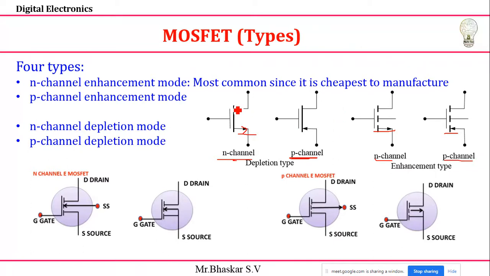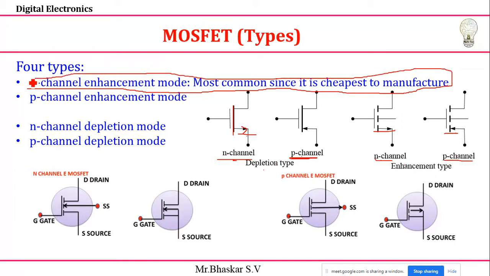If there is a continuous line with the arrow outside, that is called N channel depletion type MOSFET. If the arrow is inside, this is called P channel depletion type. If there is a split, then you can consider N channel enhancement type and P channel enhancement type. That's what we are taking here. Under these four classifications, the most common type of MOSFET that I'm going to use here is the N channel enhancement mode.